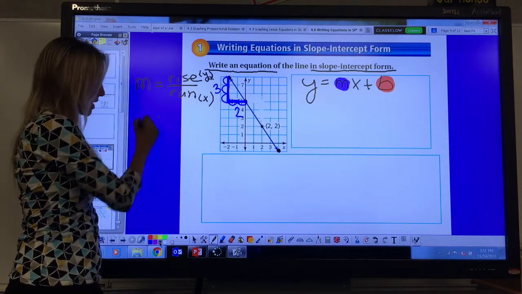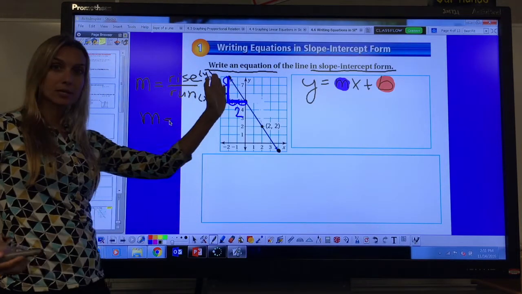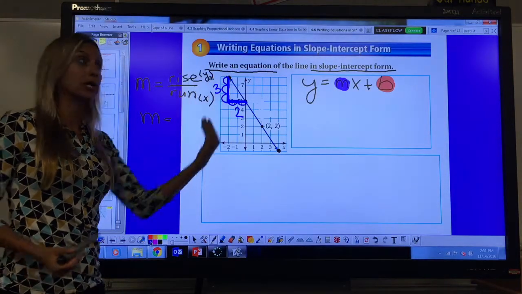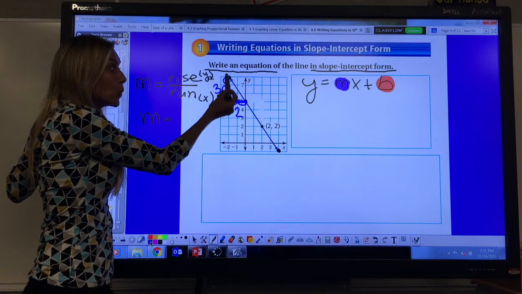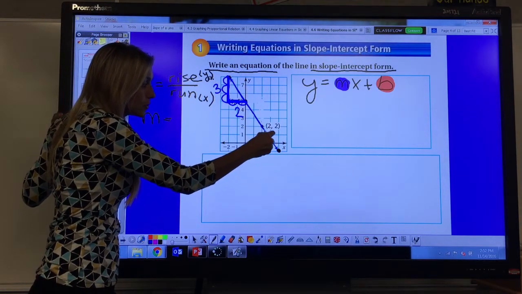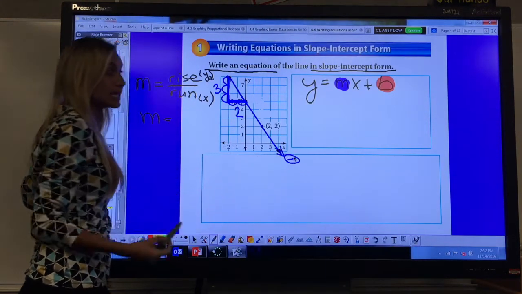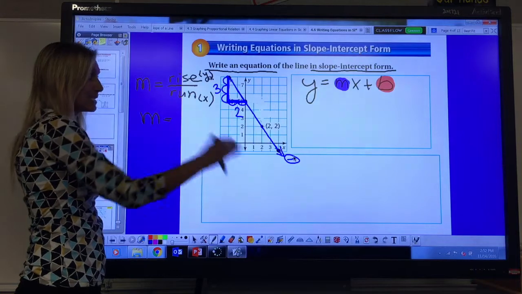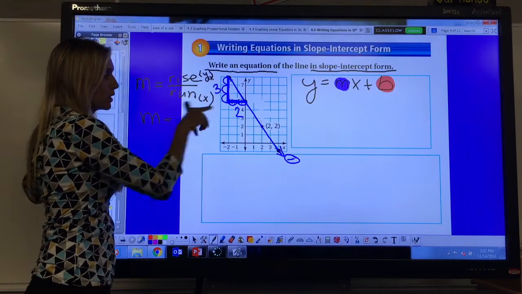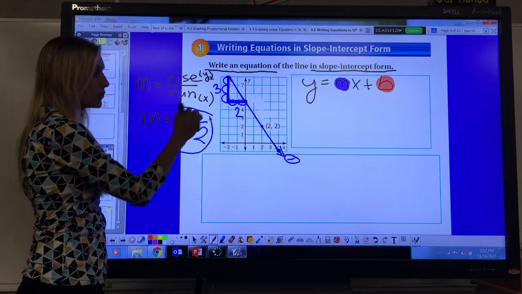However, before I put it all in here, I'm going to look at this line. I'm going to look at the line as if I was to draw it from left to right. So this is the leftmost point, right? I draw this line from left to right, and I'm going down. So I know my line is negative. So the slope is going to be negative. Rise was 3 units. Run is 2 units. So my m is negative 3 over 2.